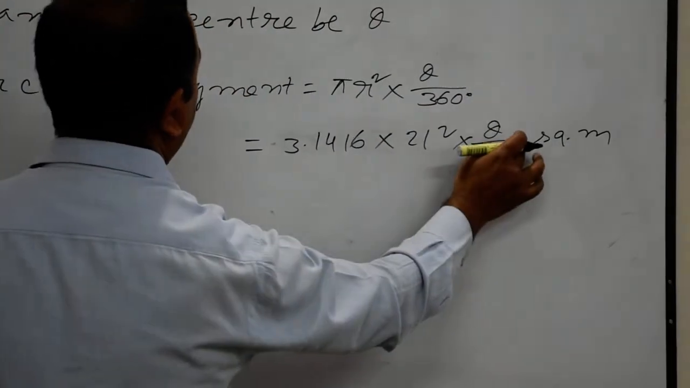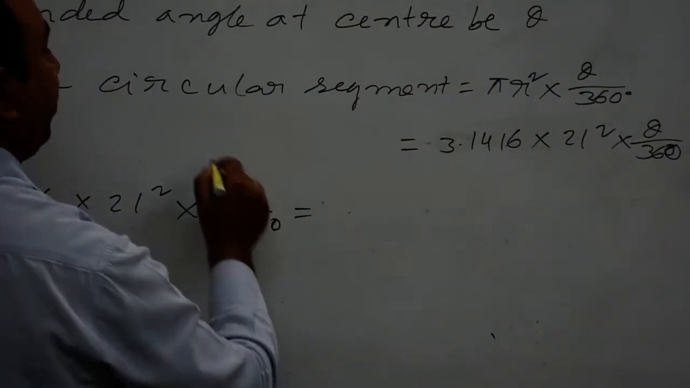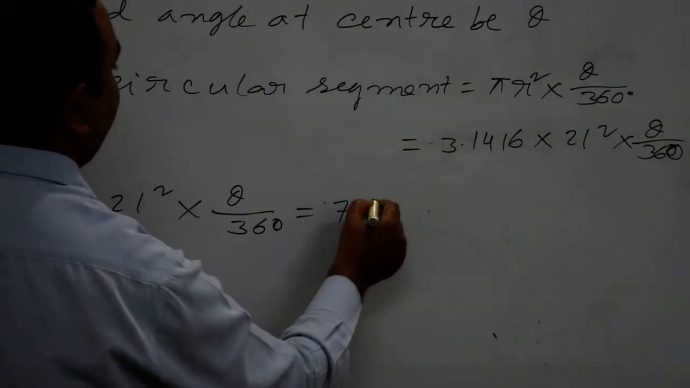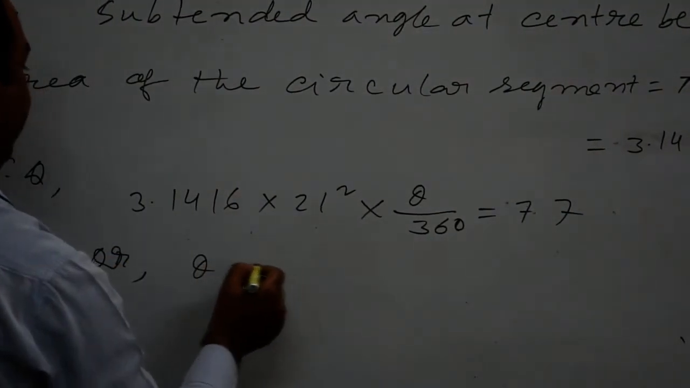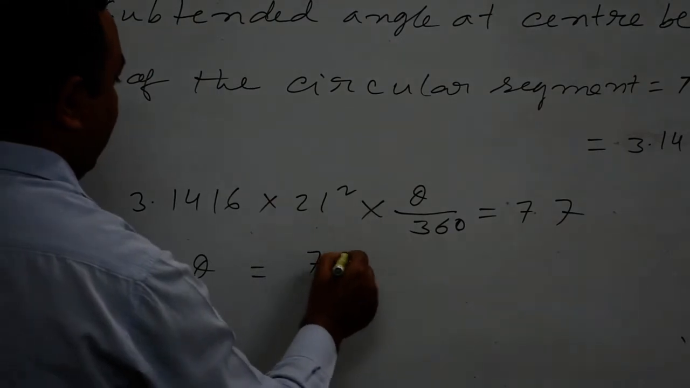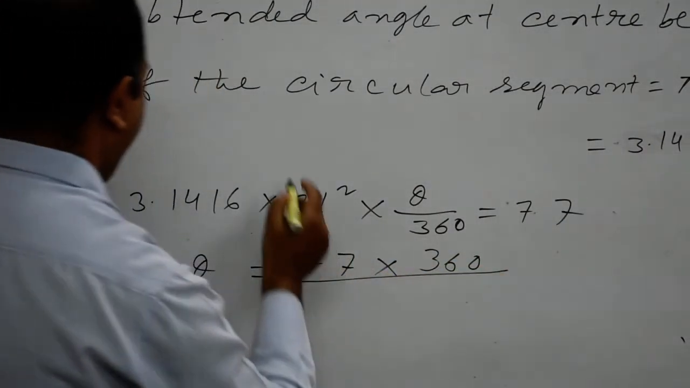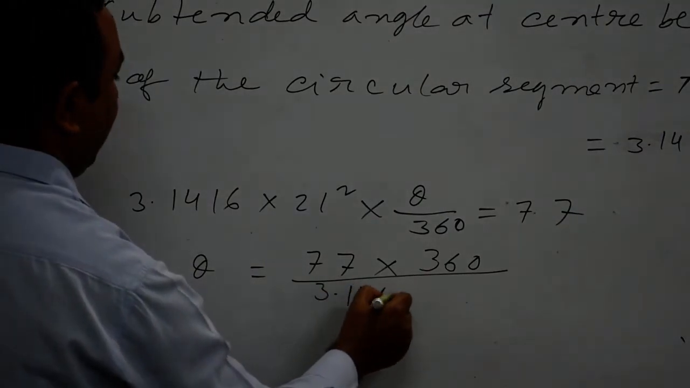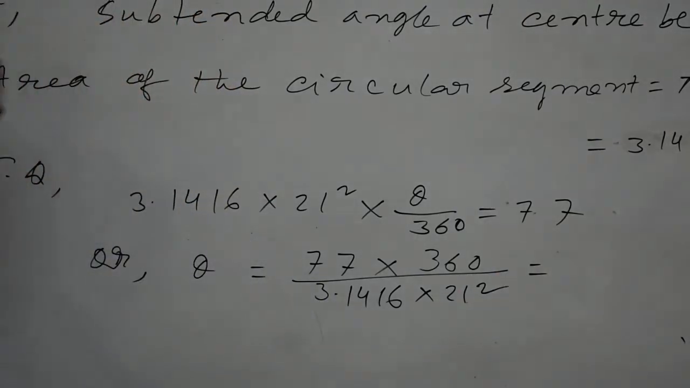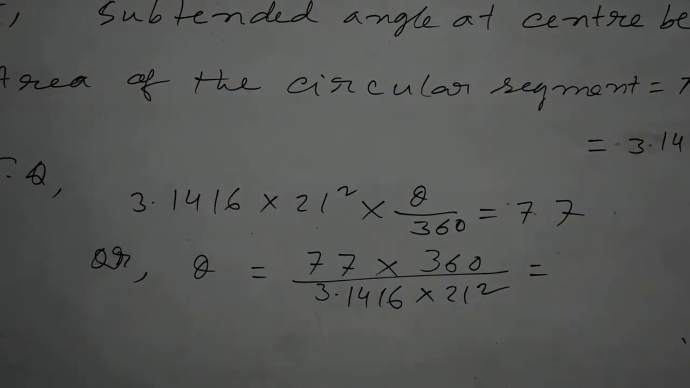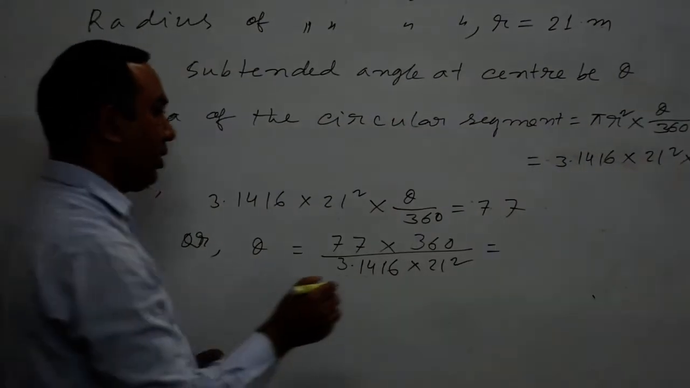Finally, after getting the answer, you will write the unit. This is equal to what is given, 77. We would like to find the value for theta. So what can we write? Theta equals 77 into 360 divided by 3.1416 into 21 squared. What result are you going to get? The result will be 20.008 degree.